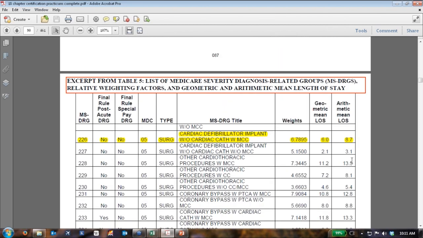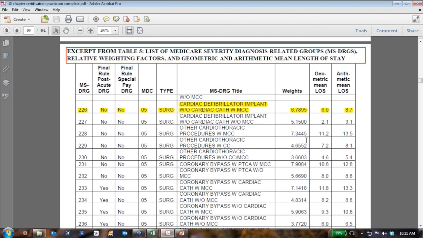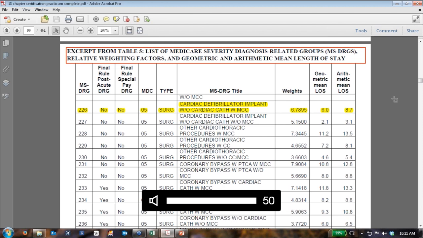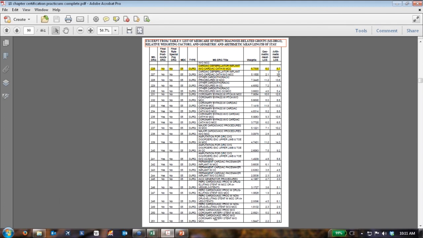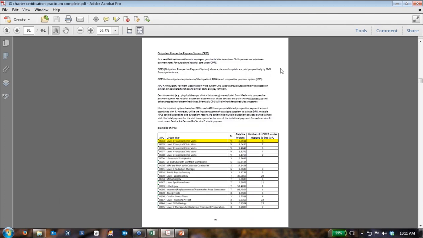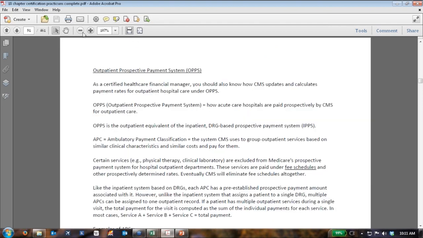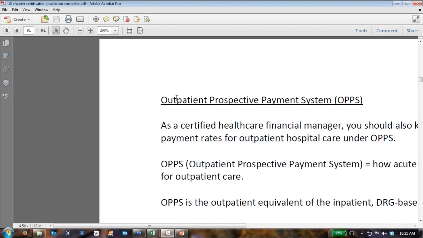And then here is a DRG table that shows you what the case weight is. This, again, from the Federal Register, DRG 226, case weight of 6.7895, has a geometric mean length of stay of 6 days in the hospital. The arithmetic mean length of stay is actually 8.7. So very powerful information. It's so useful, I think, to know how this is done once in your life. If never again, at least you know how it works. Moving on now to OPPS, the Outpatient Prospective Payment System.